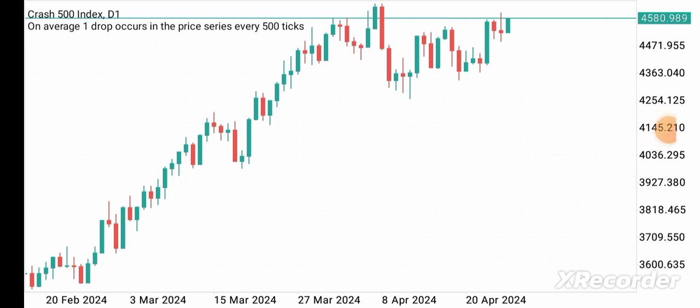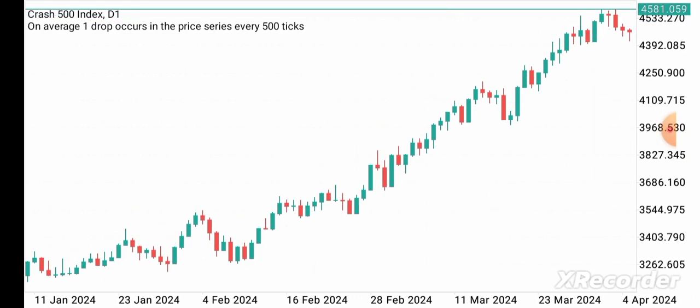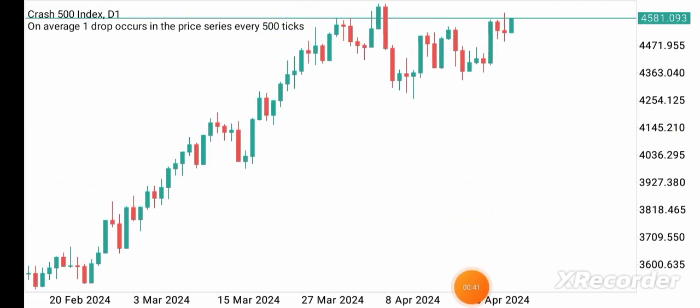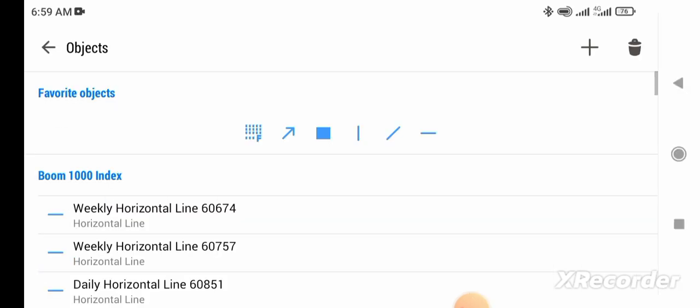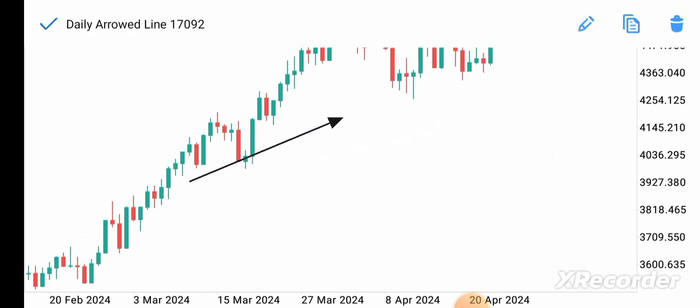All right, so I have to go to the daily time frame to do a top-down analysis. As you can see on the daily time frame, the market has been bullish. Crash 500 has been bullish for a while, and it has not gotten to its all-time high like Crash Boom 1000 did, but it just got to a certain price and started giving us this kind of movement here. All right, so we are not interested in whether it wants to go up or down, but we want to just analyze so you can easily find an opportunity to enter the market.